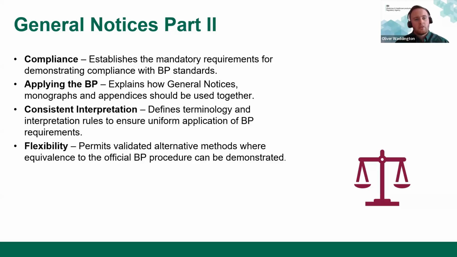So general notices part 2 serves several key functions. So firstly, it establishes the mandatory requirements for demonstrating compliance with BP standards. It explains how monographs, appendices, and notices all work together. So a bit like I'm doing in this presentation, but if you're ever unsure afterwards, then General Notices Part 2 summarizes this really well. Consistent interpretation. So it also defines the terminology and standardizes interpretation. So, for example, it will set out things such as default temperature conditions, which is 15 to 25 degrees, unless otherwise stated within the individual monograph. But there's a few things like that which you might not know if you haven't read the general notices part 2. So it contains lots of key information with that regard. And then importantly, it also allows for flexibility. And so that's something that I'll expand on in the next slide.